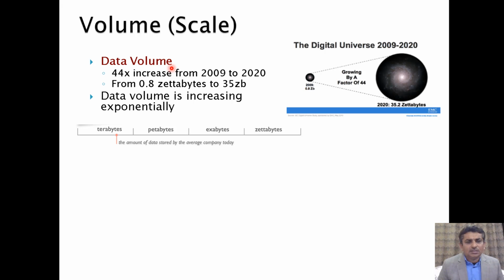While we are talking about the volume, scale, or size of the data, we can see that there is almost a 44 times increase in the size of the data from 2009 to 2020, from 0.8 zettabytes to 35 zettabytes. So the data volume is increasing exponentially.